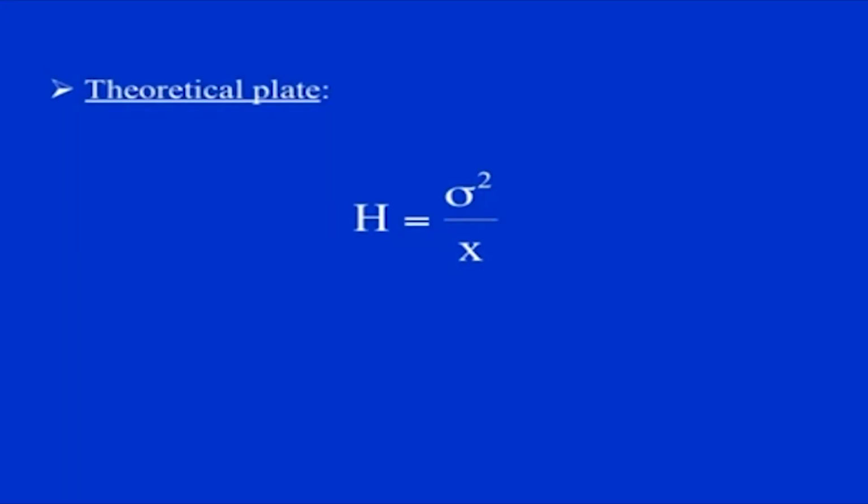So here an equation is given, where h is given by sigma square upon x. h is the plate height, that is the length of column containing one theoretical plate, sigma is the standard deviation of the Gaussian peak, and x is the distance travelled by the analyte within the column. So this could give you the plate height.